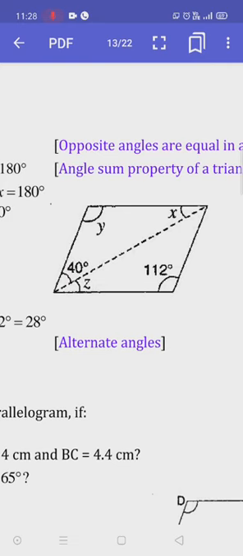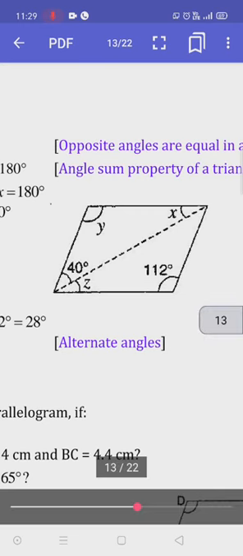Y and 112 are opposite angles, so y equals 112, because opposite angles of a parallelogram are equal. Now y is 112 and 40 is already given, so we can get x. In a triangle, the sum of the three interior angles is 180, so x plus y plus 40 equals 180.